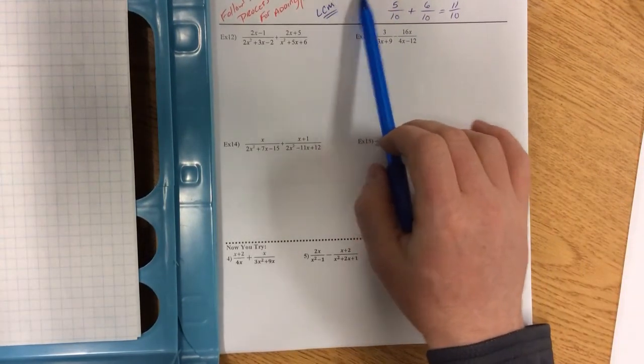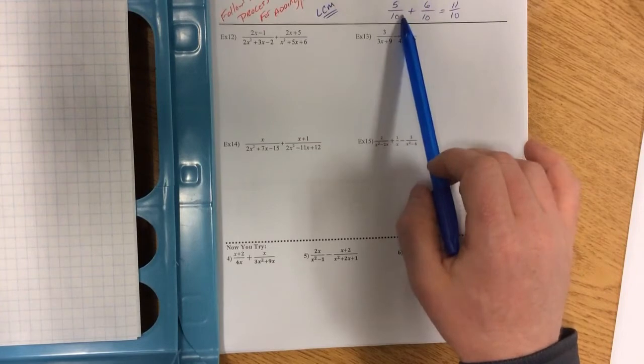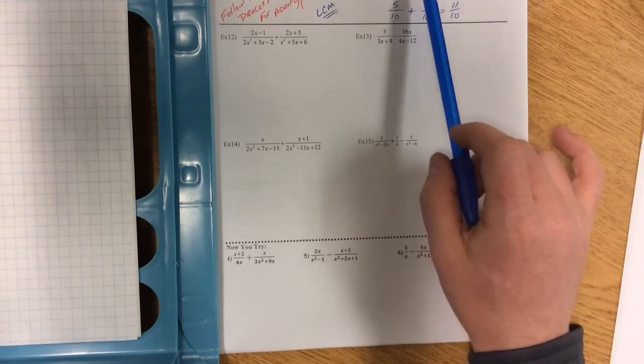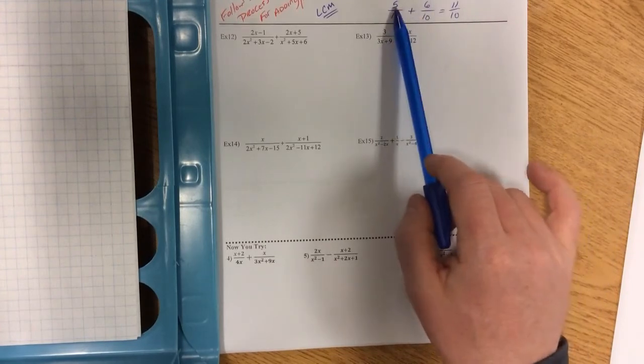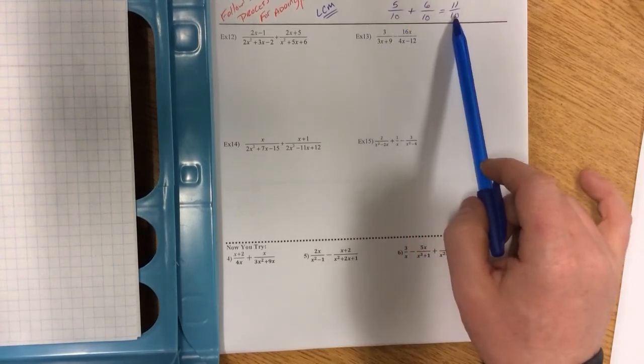Least common multiple between 2 and 5 is 10. So 5 times 2 is 10, 5 times 2 is 10. Then we have 5 times 1 and 3 times 2, so we end up with 5 over 10 plus 6 over 10 gives us 11 over 10.